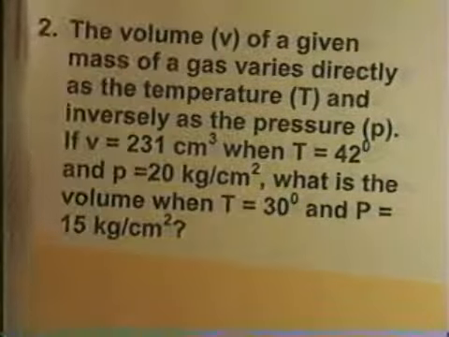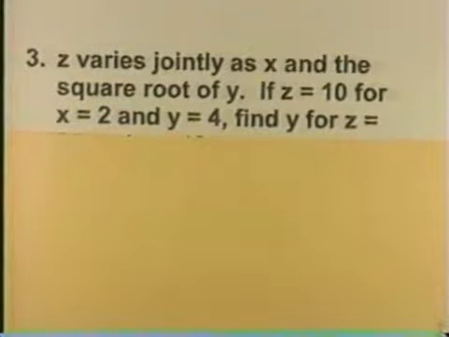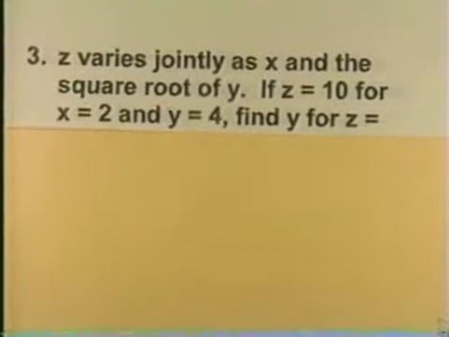One more problem for you. Z varies jointly as x and the square root of y. So Z varies jointly as x and the square root of y. If Z is 10 for x equal to 2 and y is equal to 4, find y for Z equal to 25 and x equal to 12. Now you need to stop the tape, work the problems, and then restart the tape to check your answers.